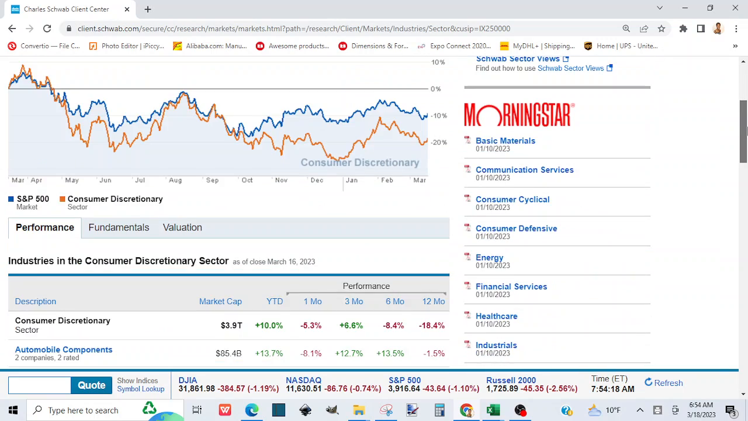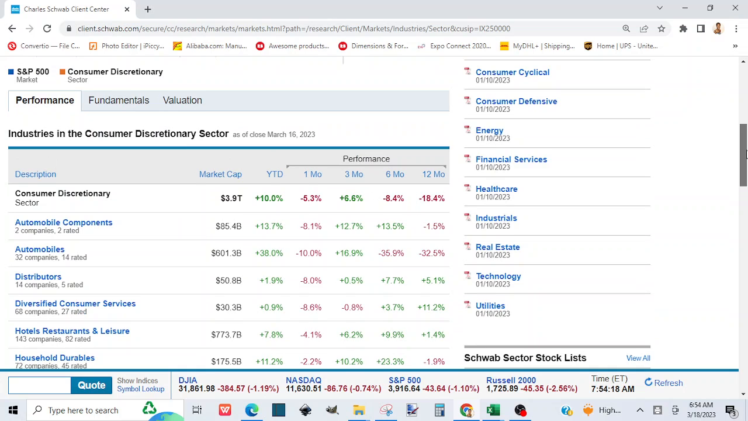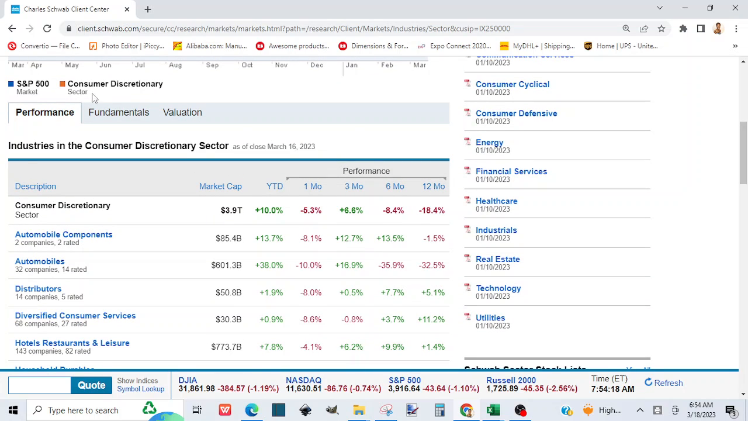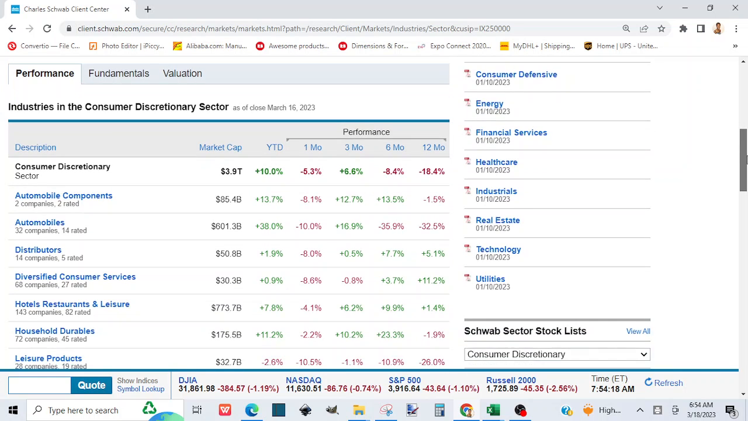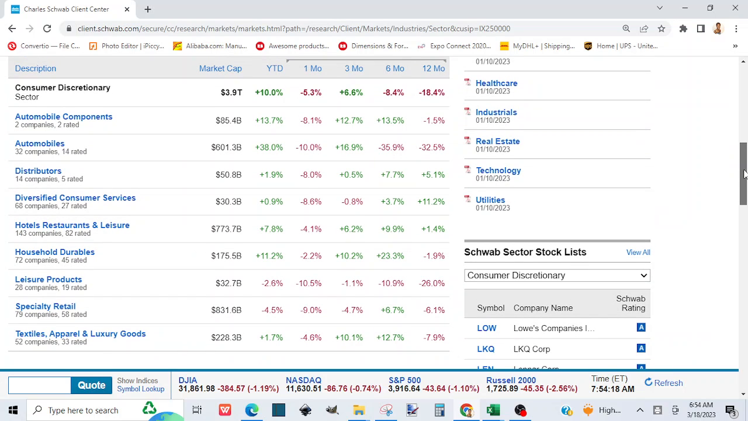So now that we click on one sector, under that sector we have the industries. And in this one, there are multiples: 1, 2, 3, 4, 5, 6, 7, 8, 9 of them.